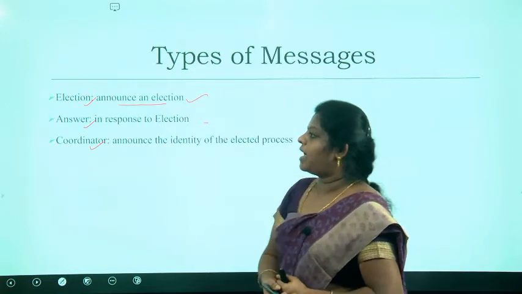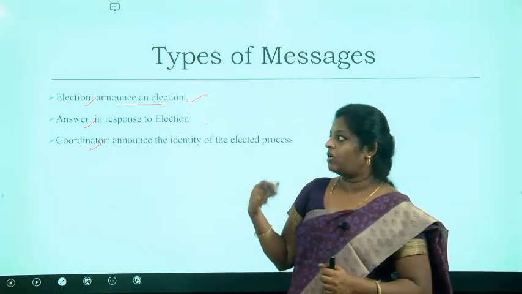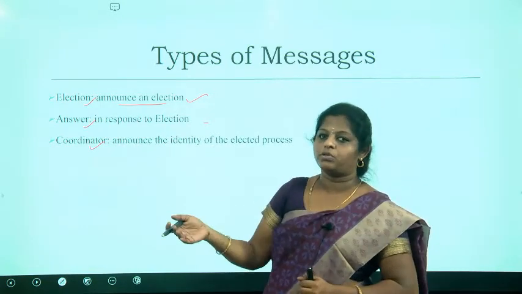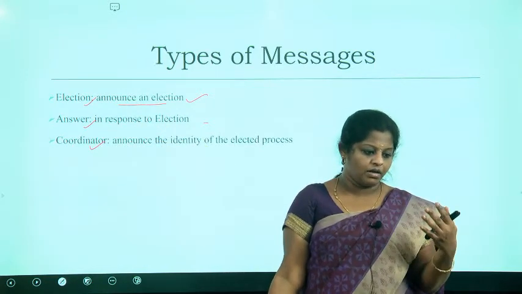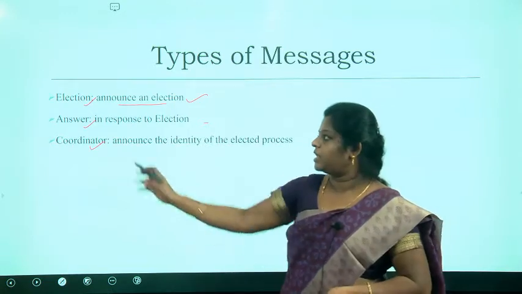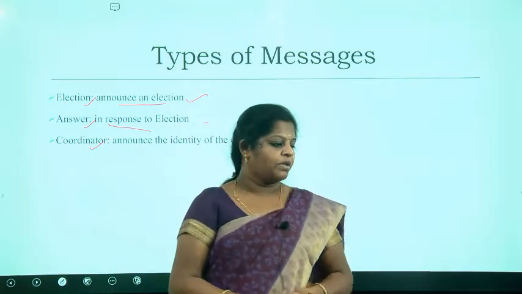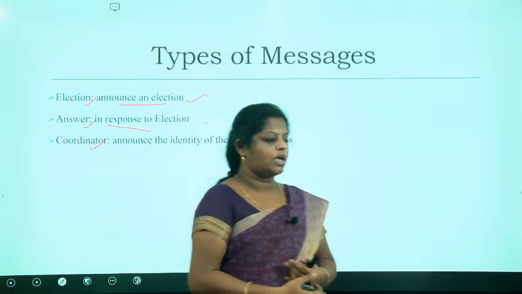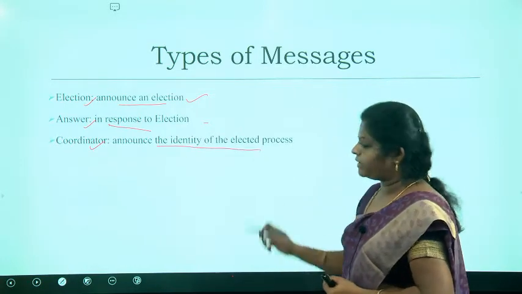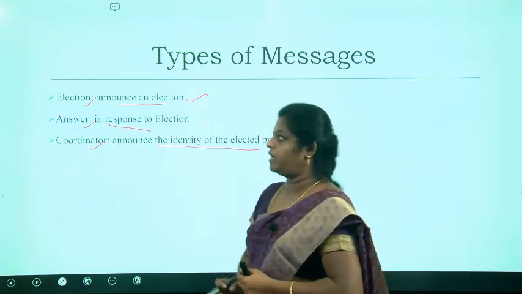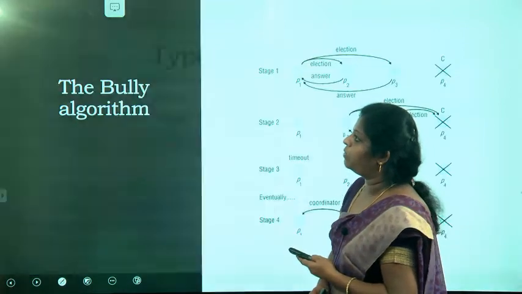And the answer message is the response sent by the processes that are not elected, the non-participants, to the process that initiated the election, that is, the response to the election message. And the coordinator? The coordinator message announces the identity of the elected process and tells that it is the new coordinator. So these are the 3 types of messages in the Bully algorithm.